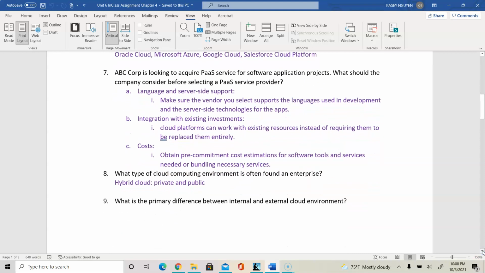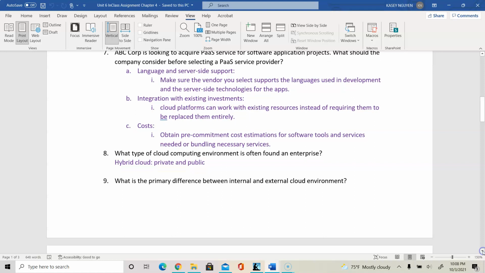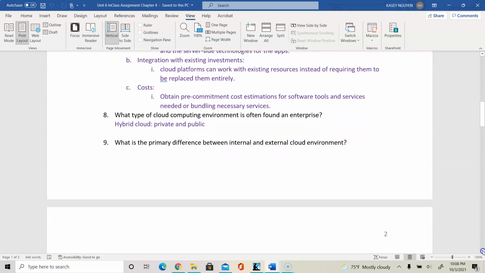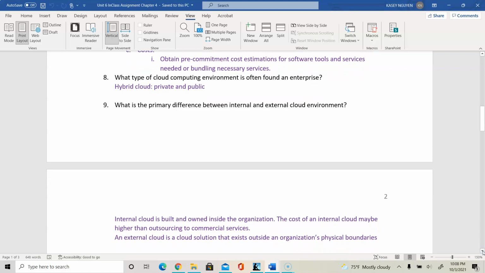So what type of cloud computing environment is often found in an enterprise? You would often see that they would have hybrid cloud where they would include private and public. Sometimes only private, but you do see a mix. So for the internal user, and for the external user, like their clients or the customer. For number 9, it asks you what is the primary difference between internal and external cloud environment.